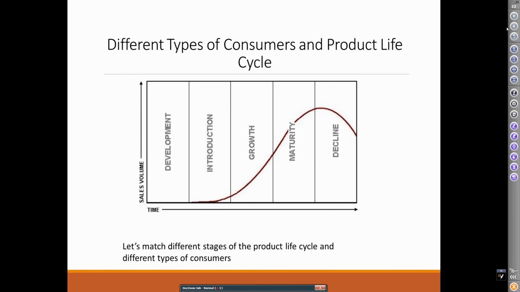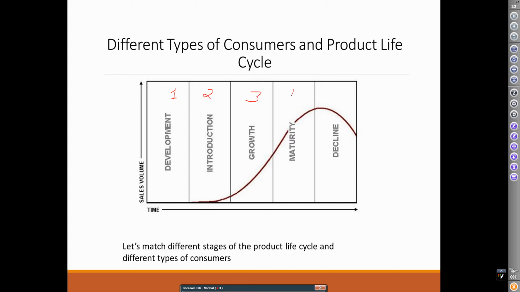And the last one for today. We already discussed the different types of users and adopters for the innovations, and these groups of users and consumers are very important for the economics of innovations. But I want to finish with the different types of consumers and the product life cycle. On the left we have the sales volume, on the bottom we have the time. And here we have 5 steps of the product's life cycle.